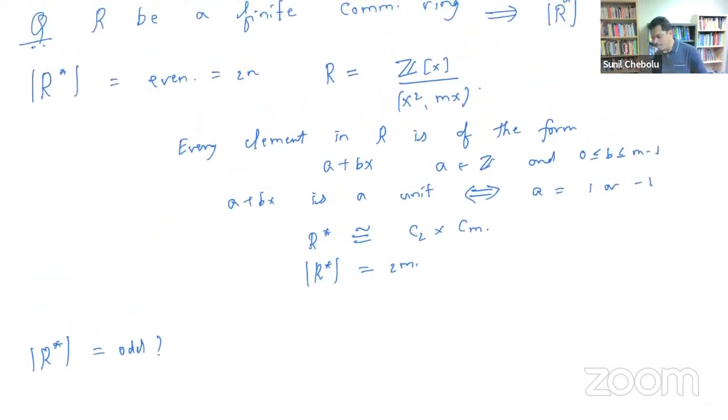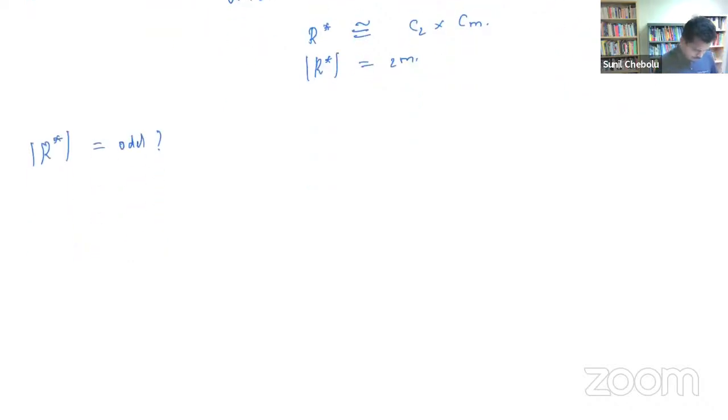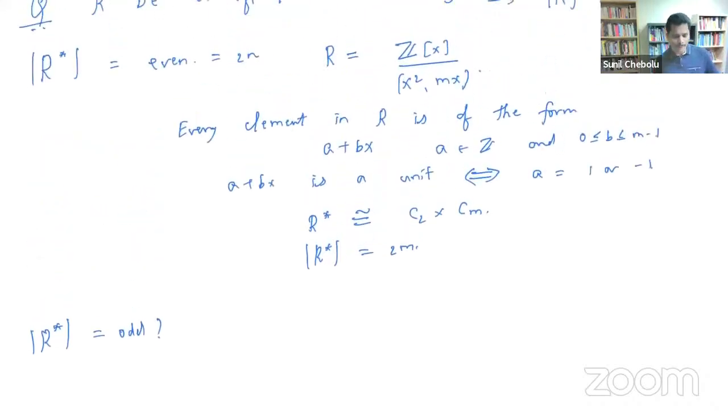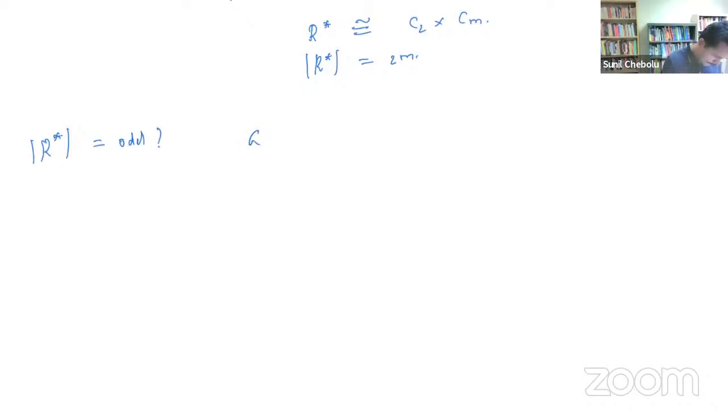So given any odd number, can you give me a commutative ring which has exactly that odd number of units? So here the answer is more surprising. Well, we'll see how. So first off, I'm going to make an observation. Let G be a finite abelian group of odd order.